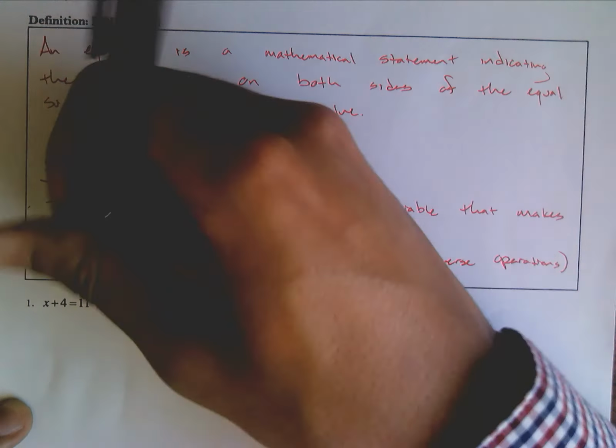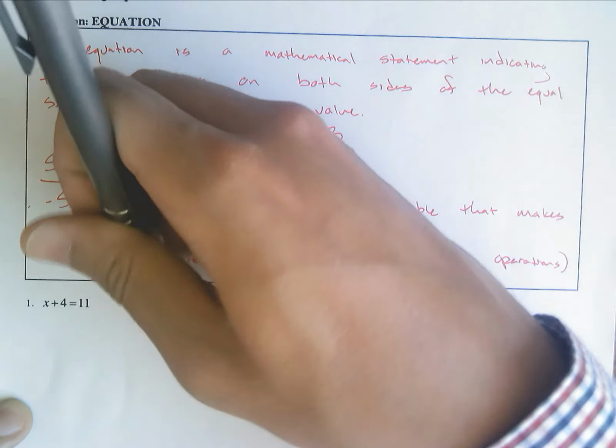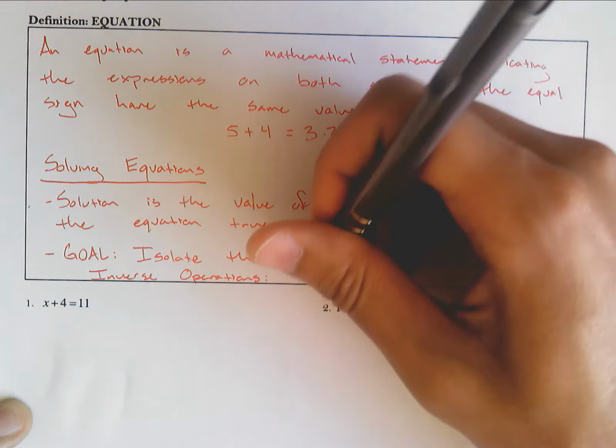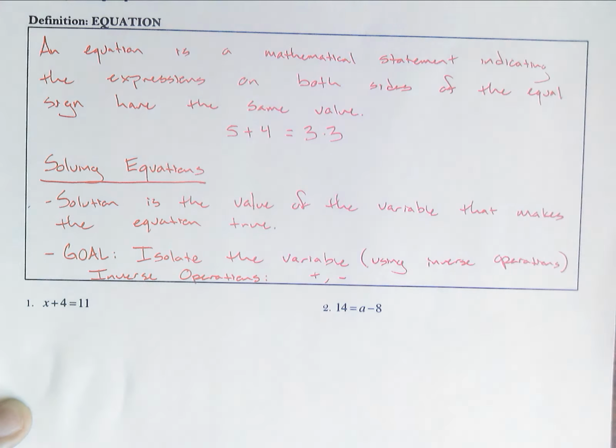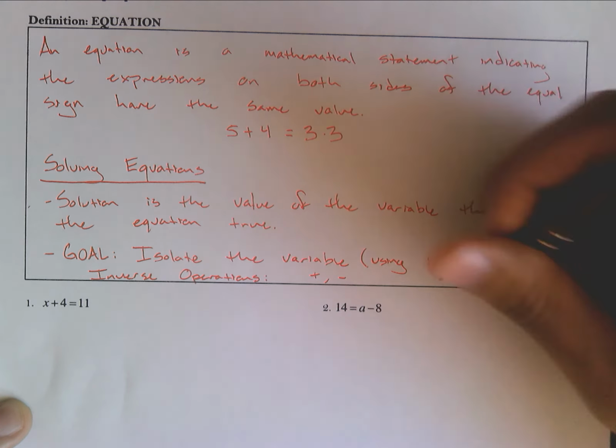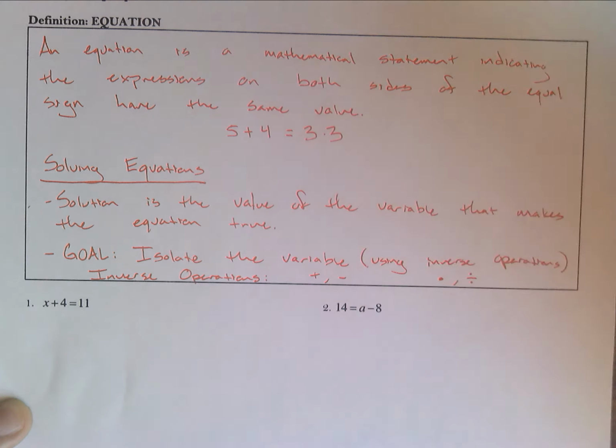So some examples of inverse operations. Let's go ahead and write that, inverse operations. Some examples are addition and subtraction. So addition and subtraction are inverse operations of one another. The inverse operation to addition is subtraction, and the inverse operation to subtraction is addition. Likewise, inverse operators of one another are multiplication and division. So the inverse operation to multiplication is division, and the inverse operation to division is multiplication. So in order to isolate the variable, we use these inverse operations.